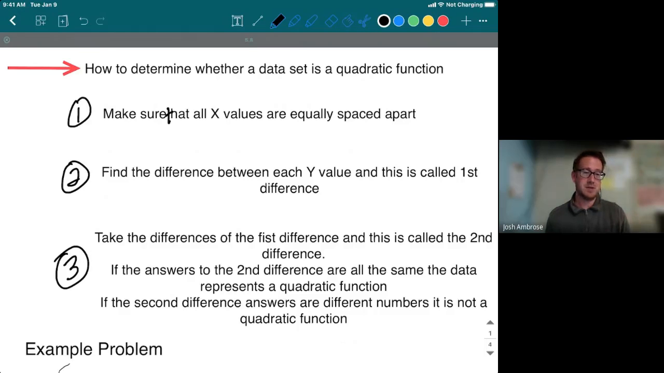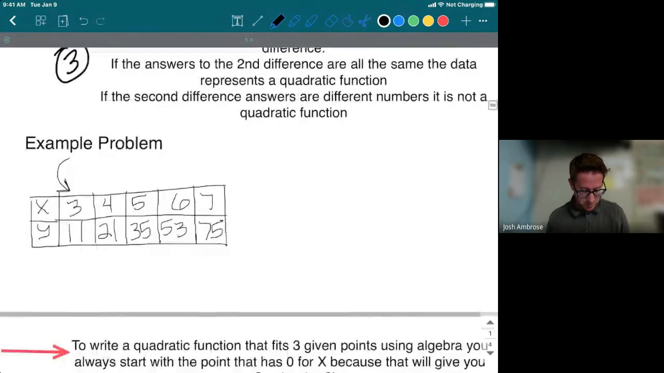Then move on to step 3. Take the differences of all those first differences, and no shocker here, that's called the second difference. What you're looking for is to see that the second differences are all the same. If they are, this is going to be a true quadratic function. If they're not, then it's not a quadratic function. Let's go through an example problem and do just that.